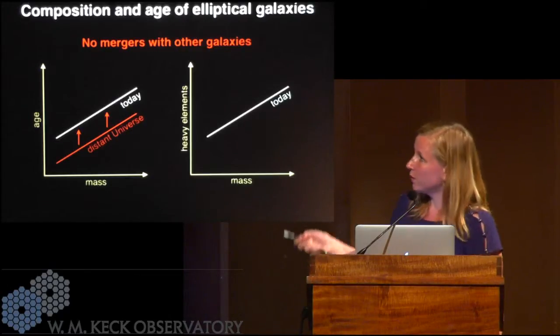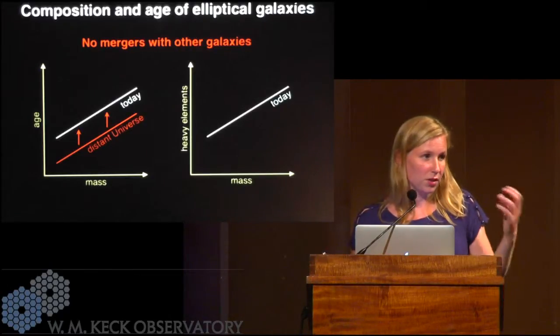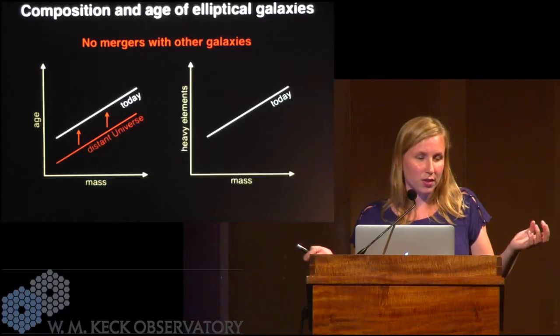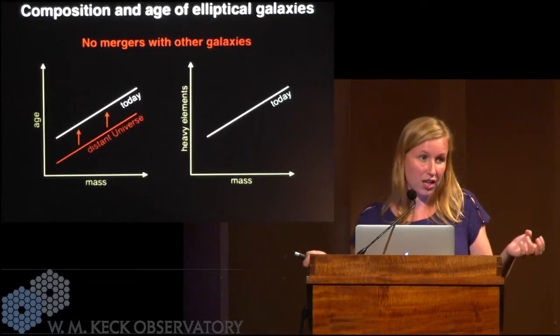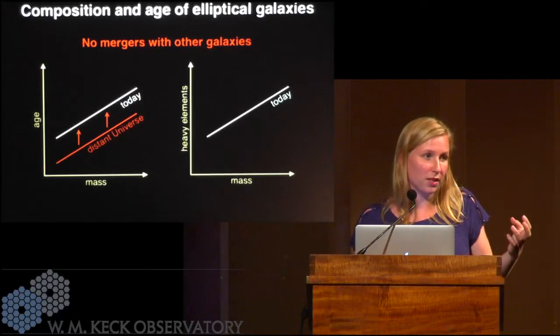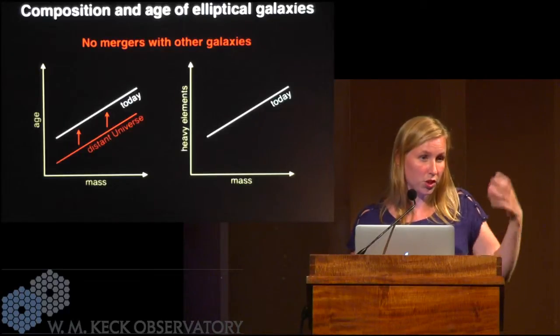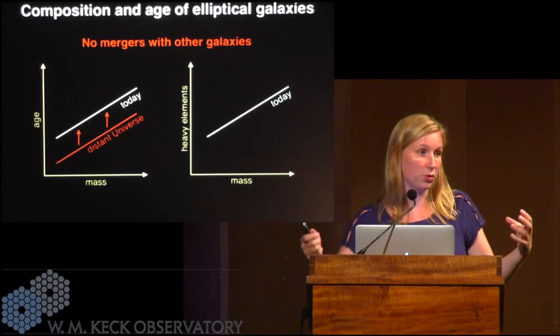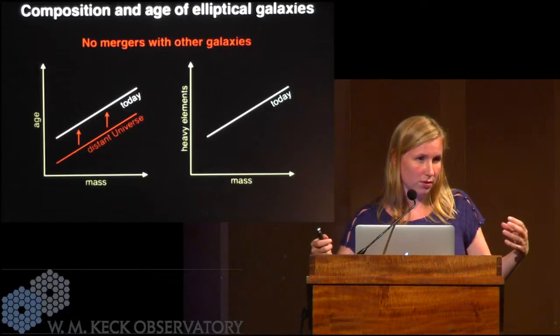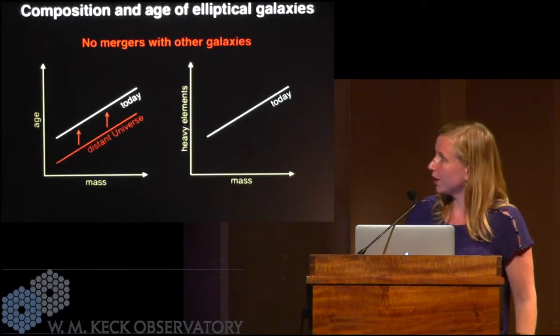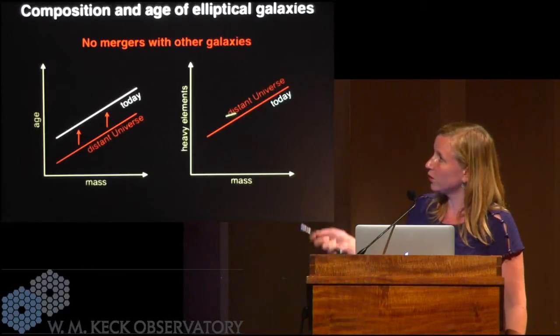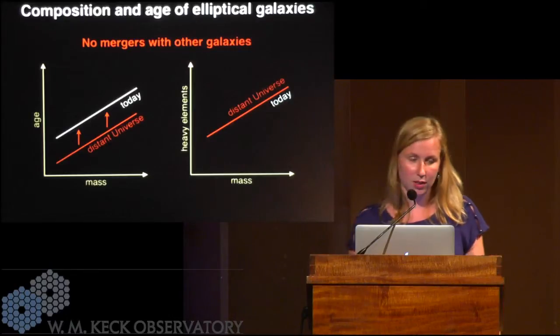Okay, how would this one look? Well, heavy elements. If there's no mergers and the galaxy is just aging, the heavy elements will stay the same, because the only way to change the heavy elements is if you actually make new stars. Okay, so this is how this relation would look in a distant universe.